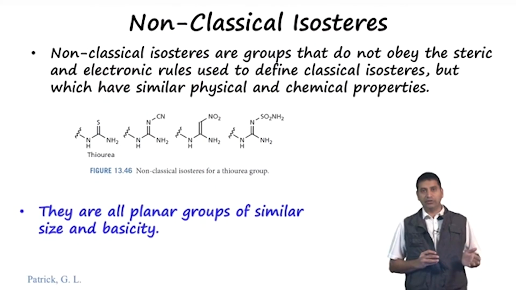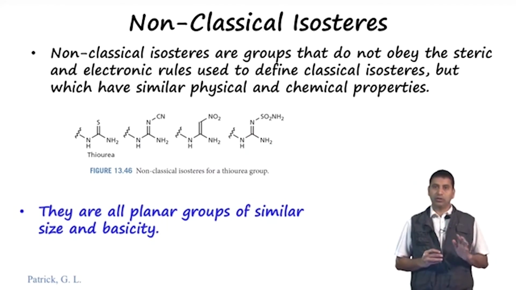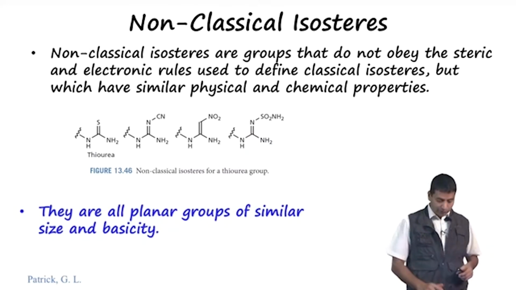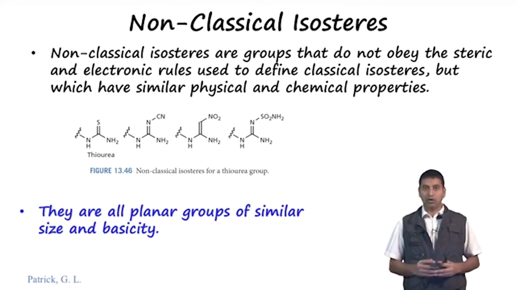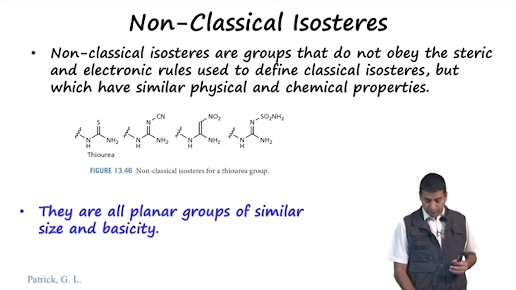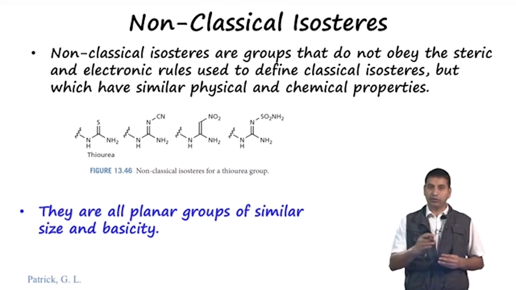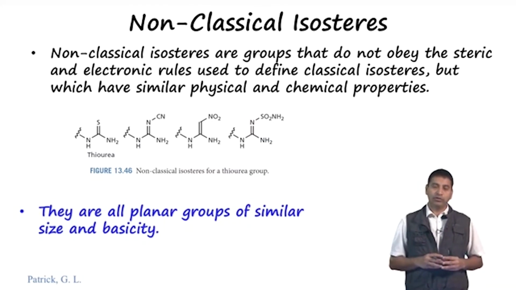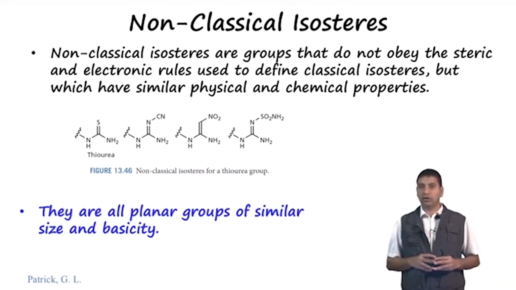Other than the classical isosteres, there are also molecules known as non-classical isosteres. These are groups that do not obey the steric and electronic rules usually used to define classical isosteres, but which have very similar physical and chemical properties. For example, if you have a thiourea in your drug, you could replace it with any of these groups because they are all planar. As you can see, they all have an sp2 carbon, and they all have similar basicity, and the size might also be quite similar because of the nature of the functional groups involved. These molecules clearly do not have the same valency, and so they are not classical isosteres; they are called non-classical isosteres.